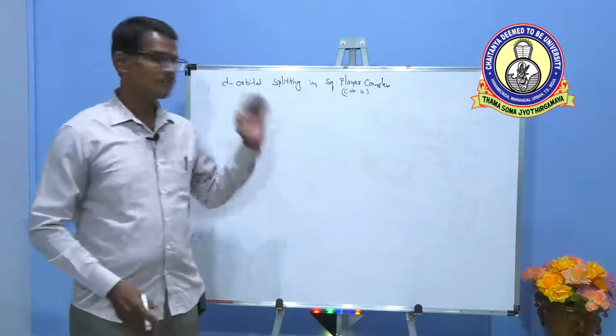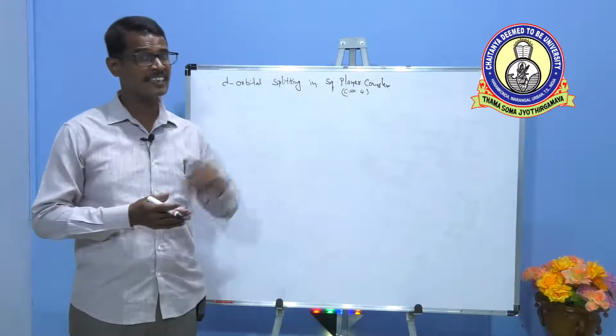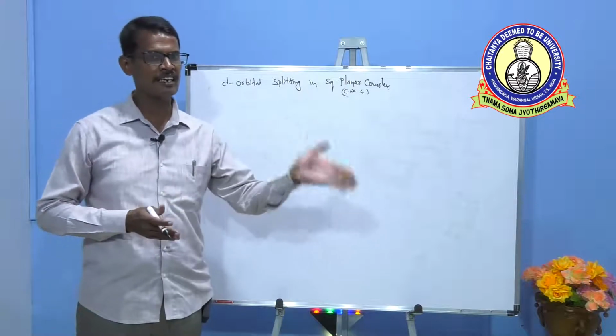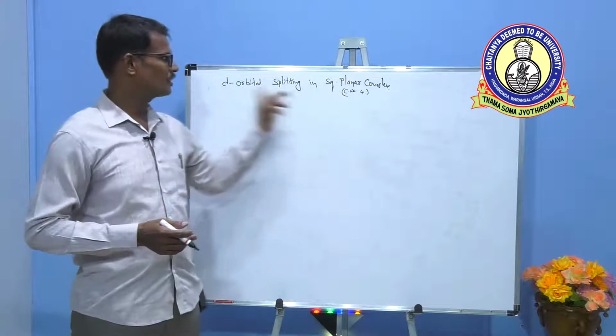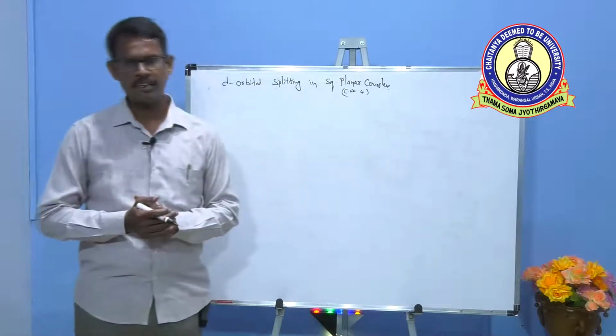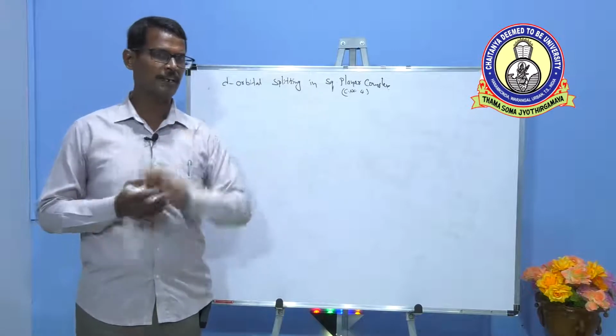In the last two classes, we discussed the salient features of crystal field theory and the d orbital splitting in octahedral complex and tetrahedral complex. Now consider the d orbital splitting in square planar complex. Just recollect the crystal field theory 10th point.